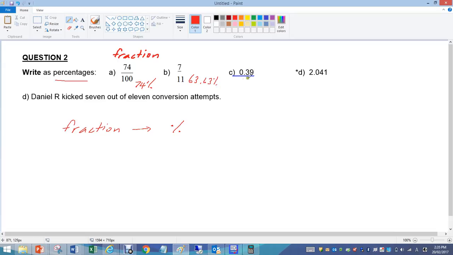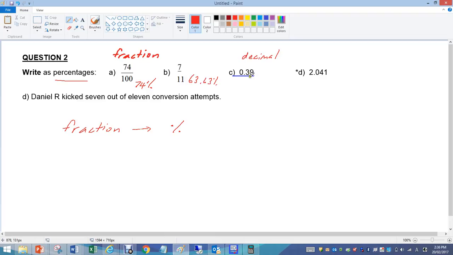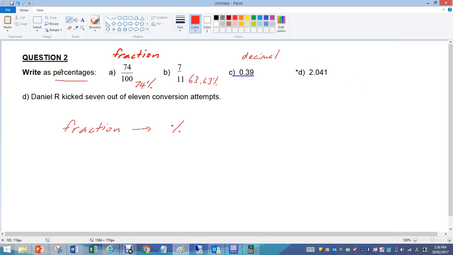Okay, this next one is a decimal. So you convert a decimal number into a percentage. So how do we do that? Decimal to percentage, just multiply the decimal number by 100. So multiply that number by 100. And that gives us 39. So as a percentage, it would be 39%.